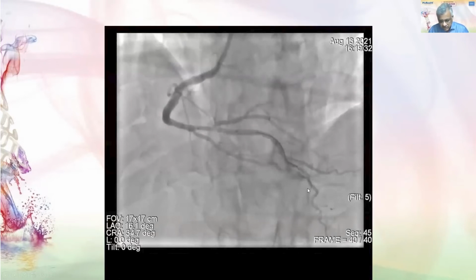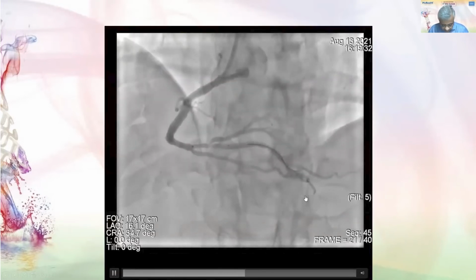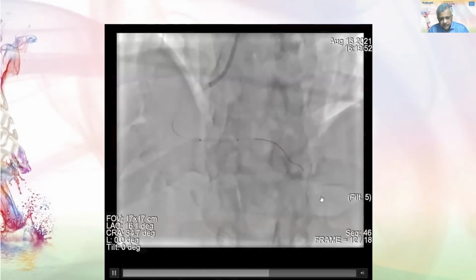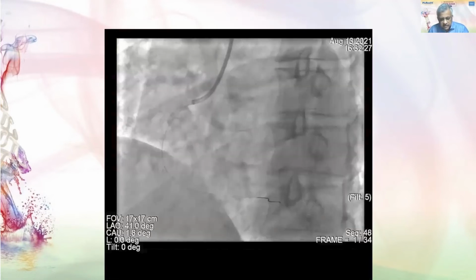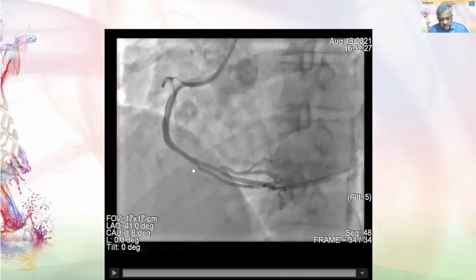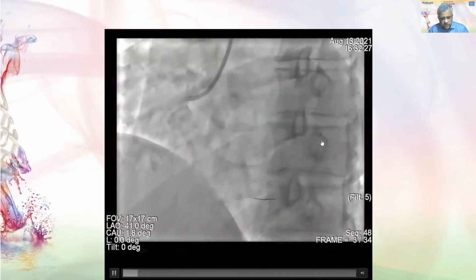The whole area was covered with the 2.5 into 20 balloon, and after that it was inflated again, held for 30 seconds and then again 30 seconds. So once the balloon was deployed, we took shots. We found that area is also covered. It's come out beautifully. There is no pinching of the side branch, and the proximal flow is also good.